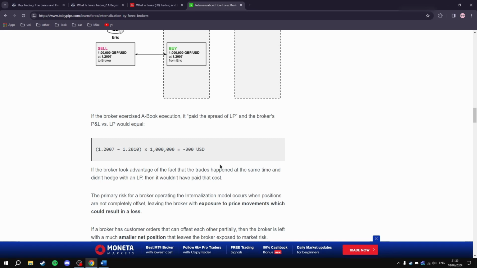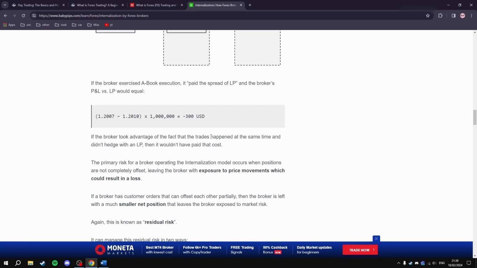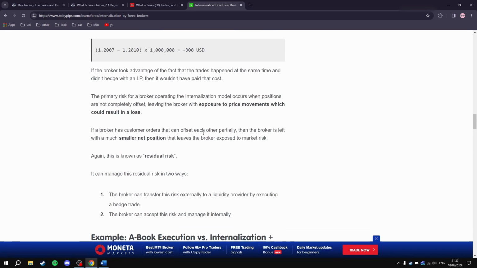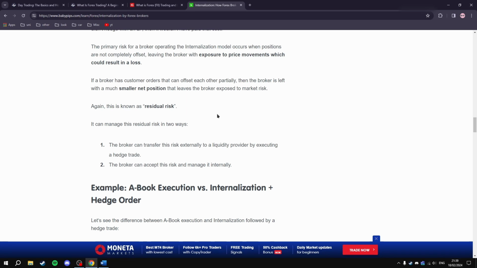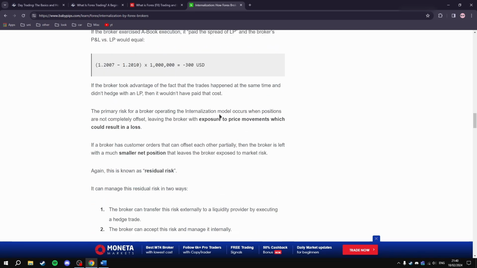The primary risk for a broker operating the internalization model occurs when positions are not completely offset, leaving the broker with exposure to price movements which could result in a loss. If a broker has customer orders that can offset each other partially, then the broker is left with a much smaller net position that leaves the broker exposed to market risk. Again, this is known as residual risk. It can manage this residual risk in two ways. The broker can transfer this risk externally to a liquidity provider by executing a hedge trade. The broker can accept the risk and manage it internally.